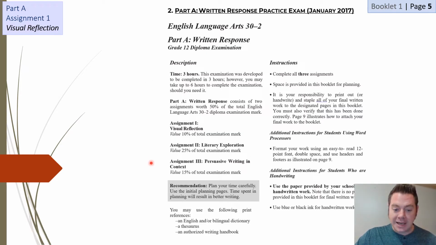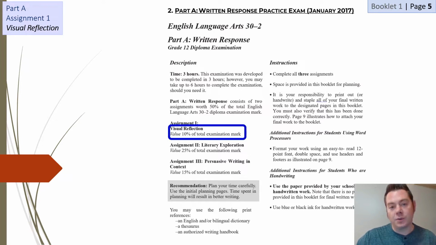You see the breakdown of the actual assignment and how much everything is worth. You see the materials you're allowed to take in with you, which could be an English or bilingual dictionary, a thesaurus, and one of those approved, authorized writing handbooks if you've got one, and just some basic instructions for you. But it's everything that we've already covered. So let's take a look here specifically at the visual reflection.